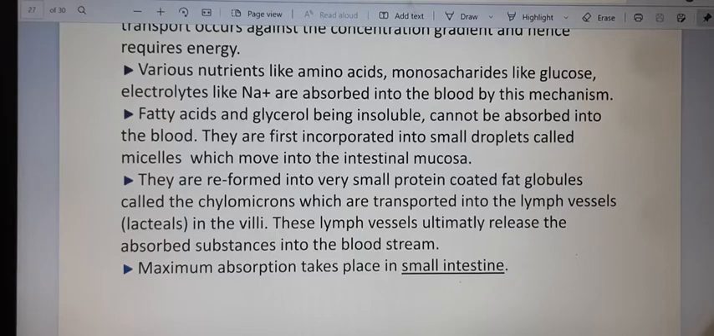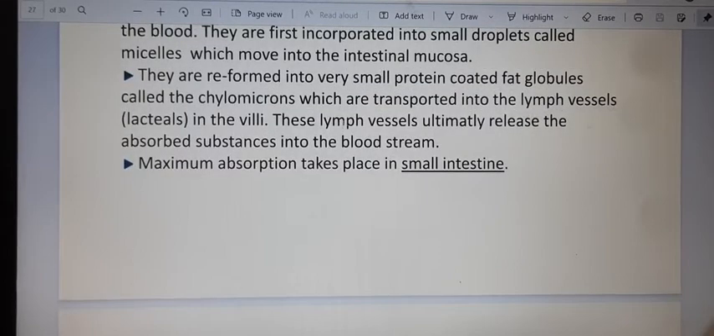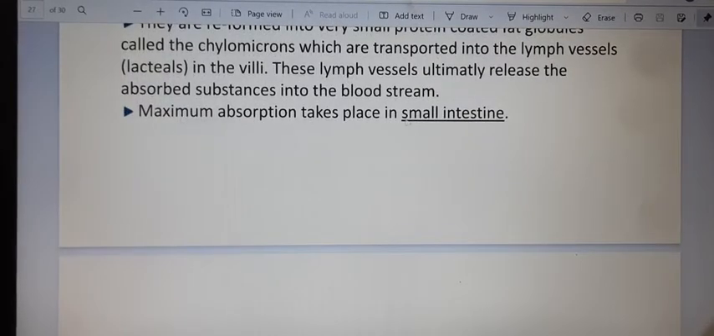And fatty acids and glycerol, because they are insoluble, cannot be absorbed into the blood. So they are first incorporated into small droplets called micelles by emulsification, which move into the intestinal mucosa. They are reformed into very small protein coated fat globules called chylomicrons, which are transported into lymph vessels in the villi. These lymph vessels ultimately release the absorbed substances into the bloodstream. Maximum absorption takes place in the small intestine.